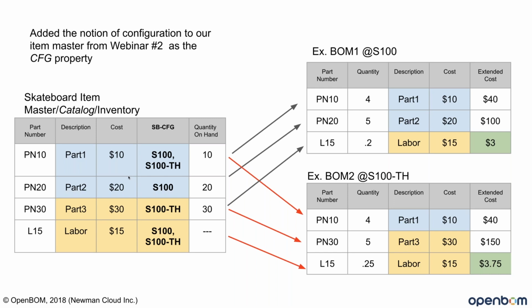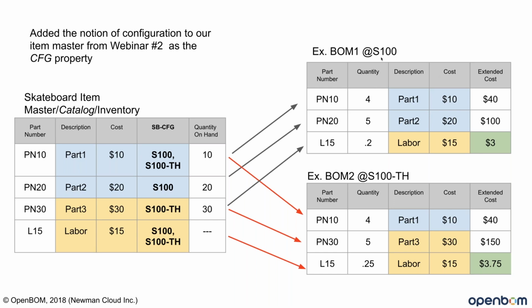So now I've got this configuration, and I'm going to return to my item master. I added a new property, a new idea called the configuration for each part, and I'm going to identify which of those parts belong to which configuration of our design. Then later on, as we build the two BOMs, which will be configurations of our product, we'll see those parts showing up appropriately in that BOM.